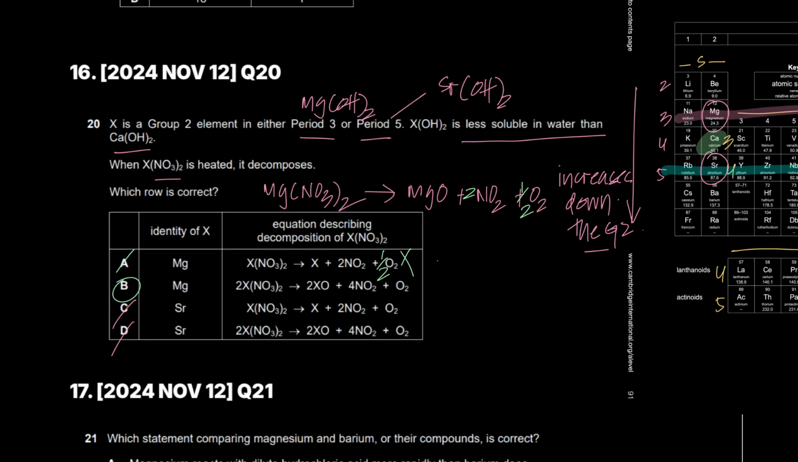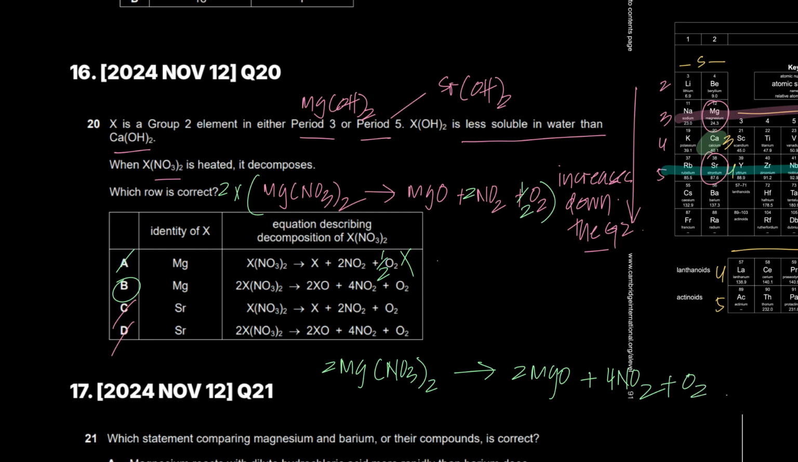A is wrong, B is the correct answer. Why? B has 2, 2, 4 and 1. Well, if you want to remove this half, you can multiply the entire equation by 2, and you're going to get 2 Mg(NO3)2 giving you 2 MgO plus 4 NO2 plus O2. This is what you will get if you want to remove this fraction. So that's the idea. Done?